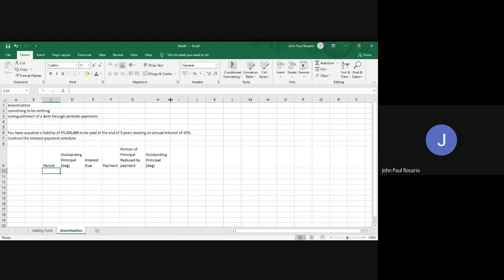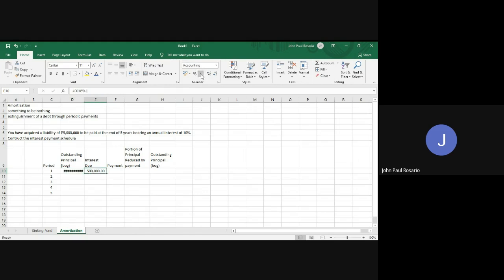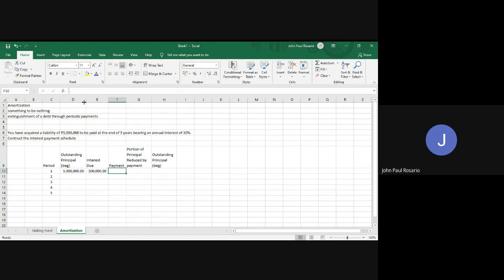Okay. So this is 1, 2, 3, 4, 5. And our outstanding principal is 5 million pesos. So our interest due is based on the beginning balance of your liability per period. So that's 0.10, so that's 500,000. How much did you pay? We paid exactly 500,000 as well.